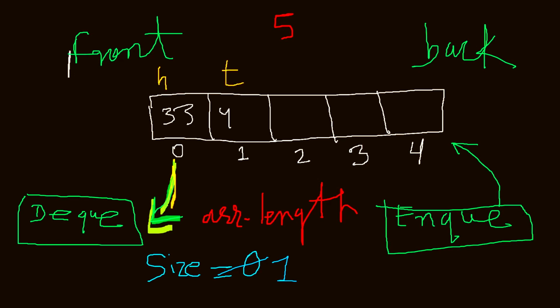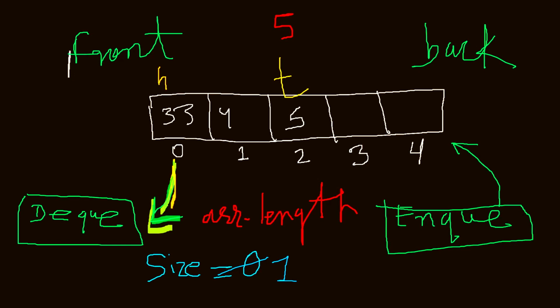Okay, so now the tail pointer has moved to index 1. Now again, when a new element is added, let's say 5, the tail at 1 will move forward from 1 to index 2. So the tail will come at index 2.